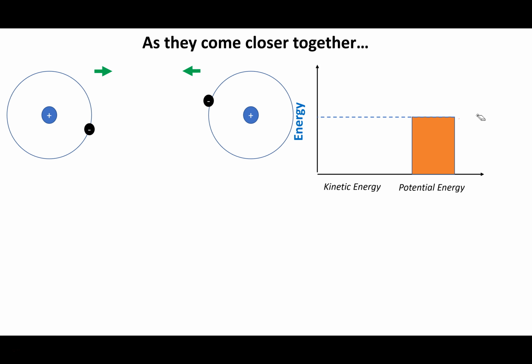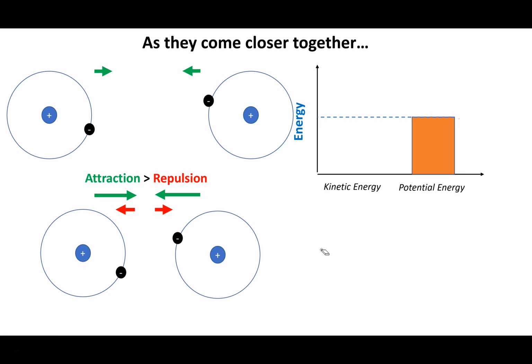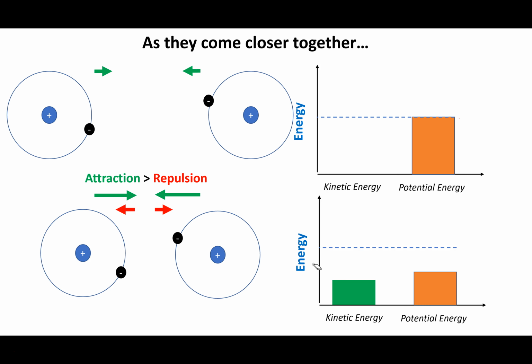As they come closer together and the attraction increases, the repulsion will also increase, but the key thing to note here is that because they're coming together, that must mean the attraction is greater than repulsion. Since we're increasing attraction, and attraction is greater than repulsion, the potential energy must have gone down, because we've already established the relationship between increasing attraction and a lower potential energy due to greater stability.